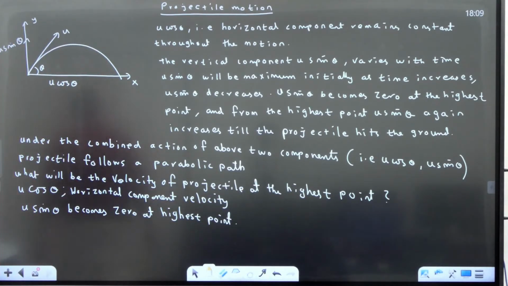What happens at the highest point? Vertical component becomes 0. So what is the only component that is present at the highest point? Horizontal component, that is U cos theta. Any doubt?